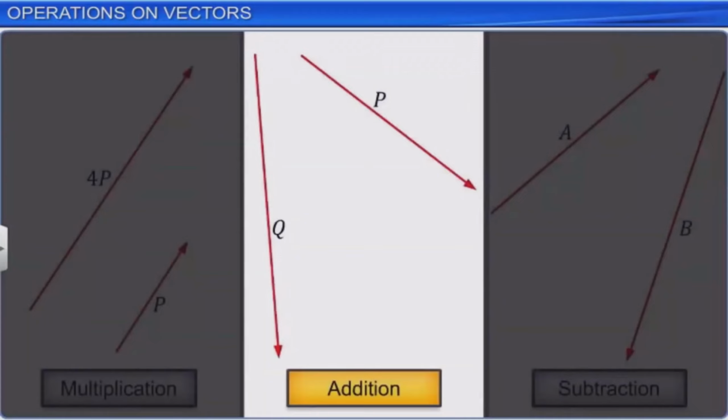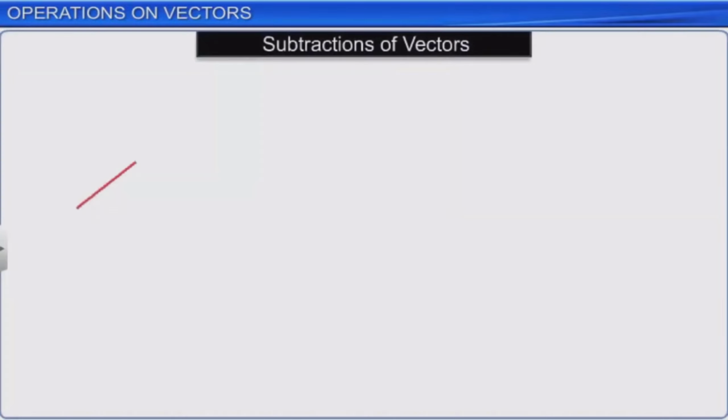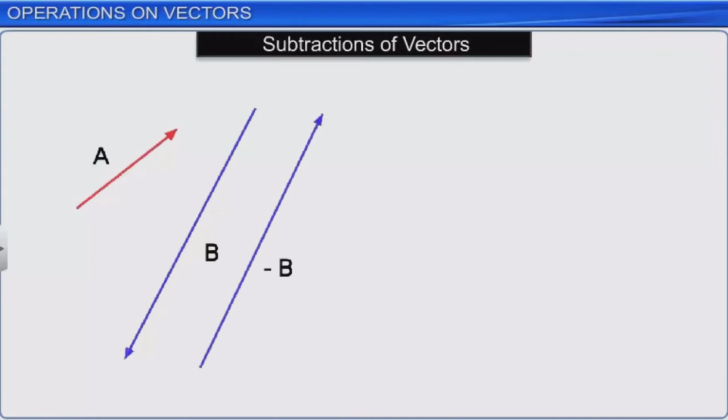After addition, you will now learn about the subtraction of vectors. Direct subtraction of vectors is a little confusing. To avoid this confusion, you must use the concept of addition of vectors after reversing the direction of the second vector. Vector minus b is added to vector a to get r. This method makes the subtraction of vectors easy.